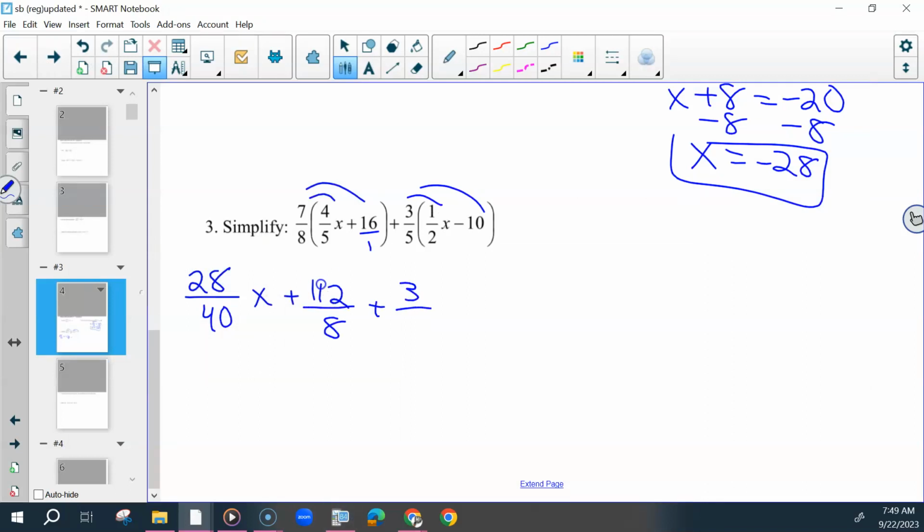Plus 3 over 10x minus 30 over 5. Then we can start to simplify. Some of you may have put it in your calculator and it simplified it for you, and that was fine. Wait, so you just simplified the first one, like the 7 with all of these? We multiplied 7 and 4, and then 8 and 5, 7 and 16, and then 8 and 1. So it's always you're multiplying across.